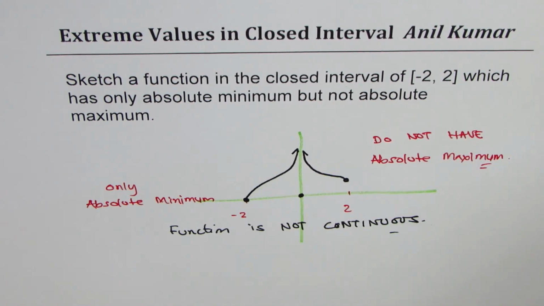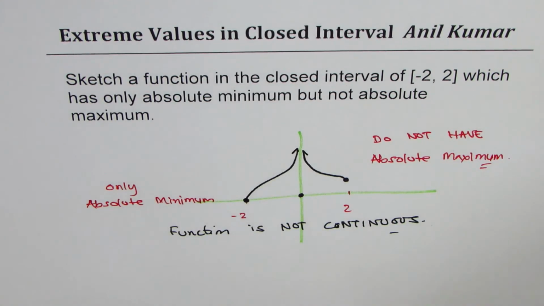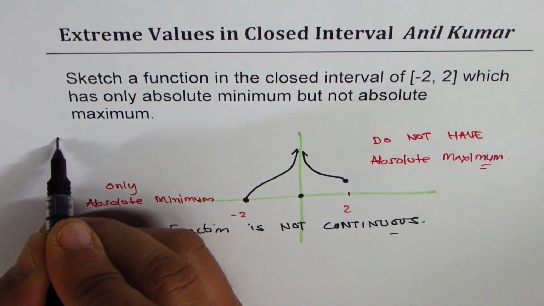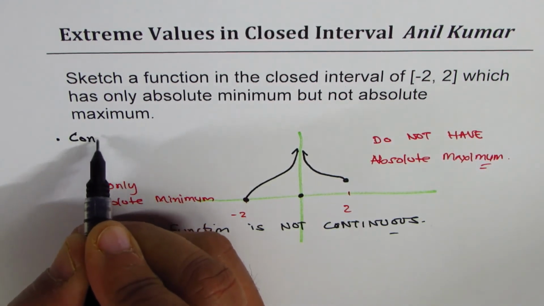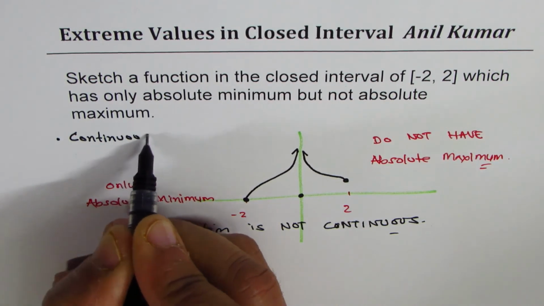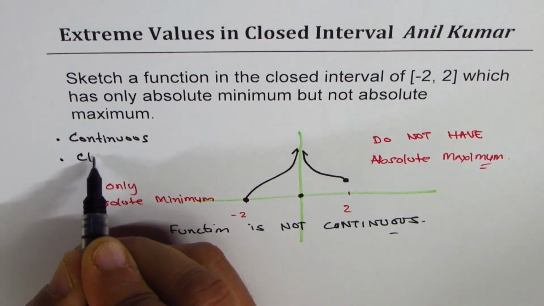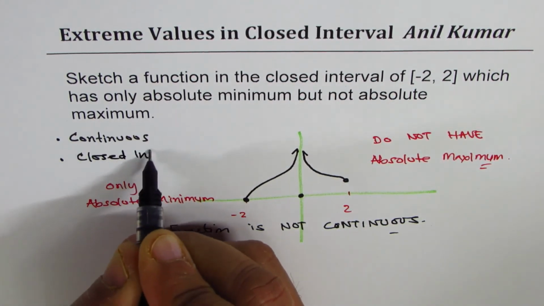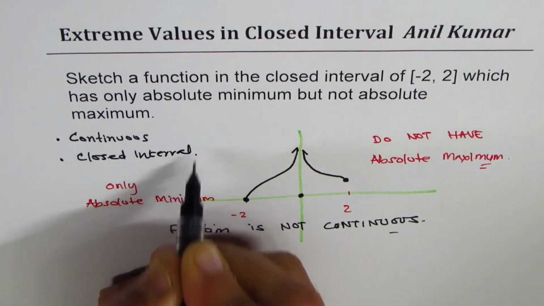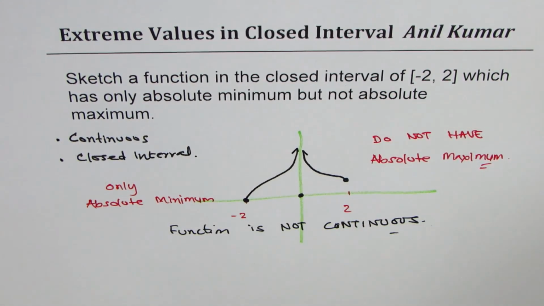Do you see that? So it is very important to understand that when we are talking about extreme values, we have to keep in mind two things. First, continuous, and second, closed interval. Then only you'll have both absolute maximum and minimum. I hope that helps you to understand the concept.